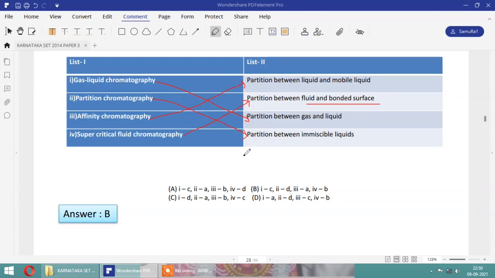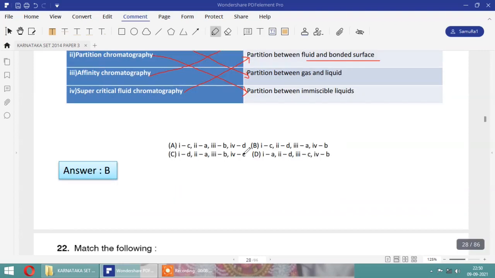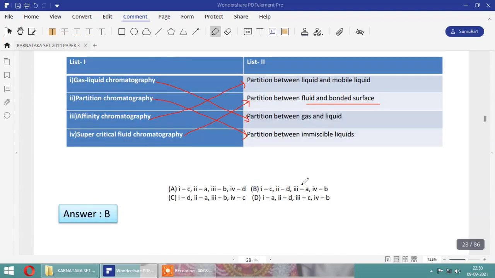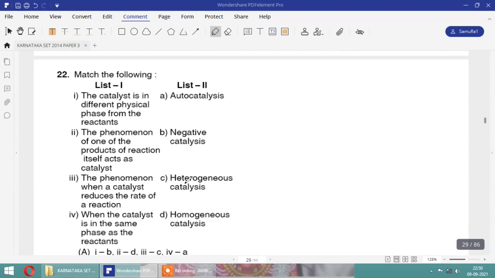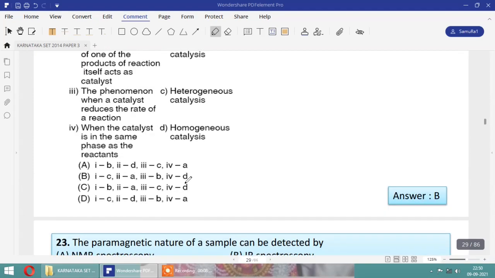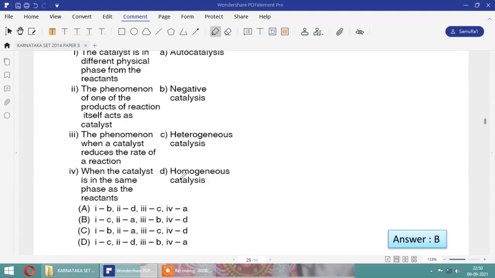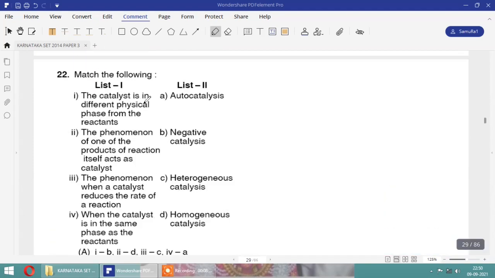Next question. Hence here option B is correct. Next question is also in match the following, where the catalyst is in different physical phase from the reactants. Here the different catalyst, autocatalyst, negative catalyst, heterogeneous catalyst, homogeneous catalyst were given.